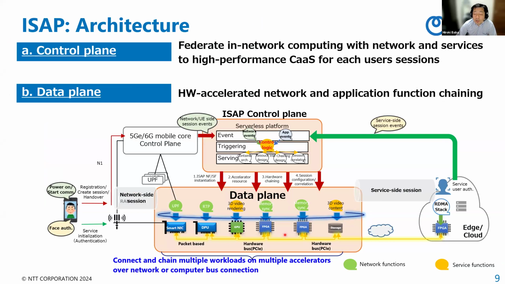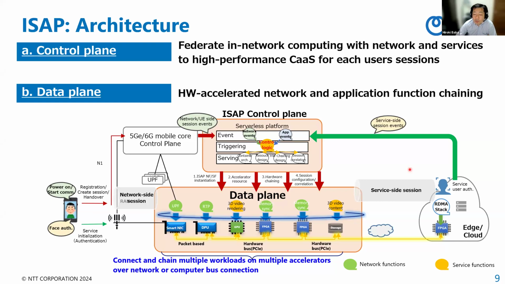So here is the brief overview of the ISAP architecture. It consists of two parts. One is the control plane, the other is the data plane for computing services. The ISAP control plane function integrates events that occurred in the mobile core network and UEs, and also integrates the events on the service application side. And that enables us to orchestrate network functions and service functions together with the serverless framework.